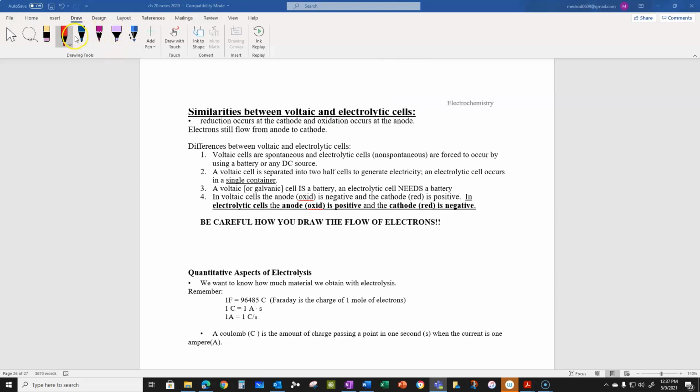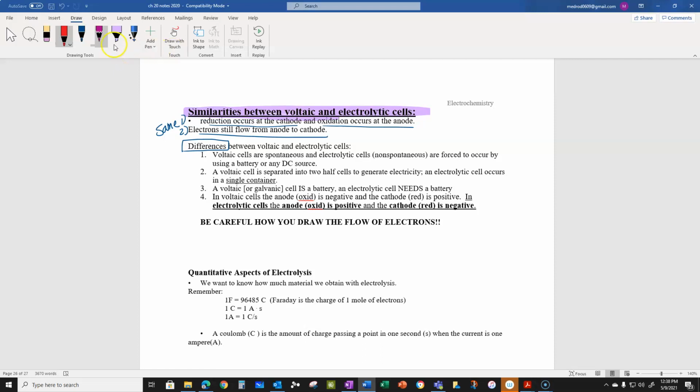There are 4 big differences between voltaic cells and electrolytic cells, okay? Oxidation and reduction is the part that's still the same. Reduction will still happen at the cathode, and oxidation will still happen at the anode. And the other similarity is electrons will still flow from anode to cathode. All right, that's good. But with electrolytic versus voltaic, there are 4 big differences. Some people think maybe 5, but these are basically the big 4.